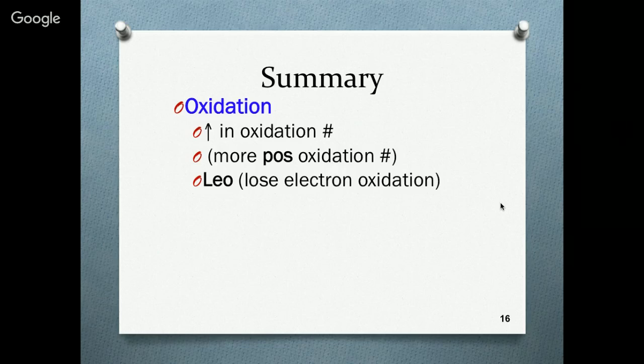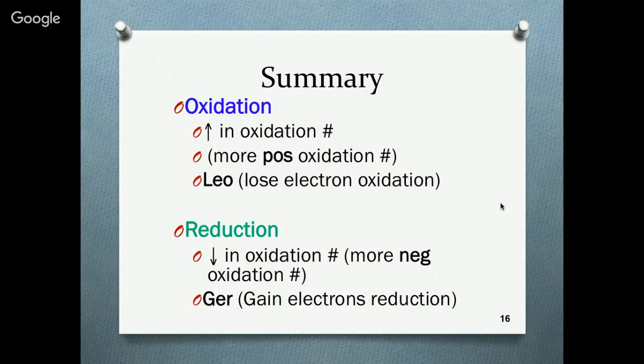So in summary, to figure out when something's oxidized, the oxidation number has to go up. You're going to become more positive in oxidation number because you're losing electrons. Losing electrons makes you more positive. Reduction is when the oxidation number goes down, you're becoming more negative. So you're gaining electrons.